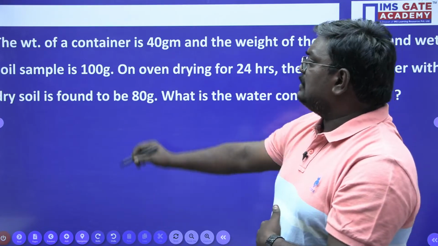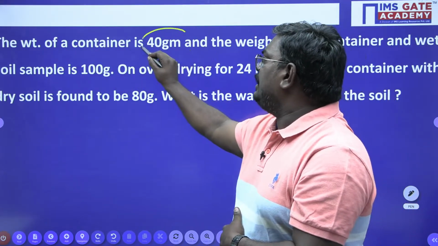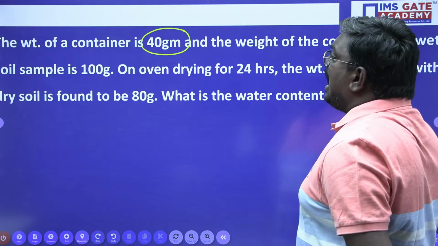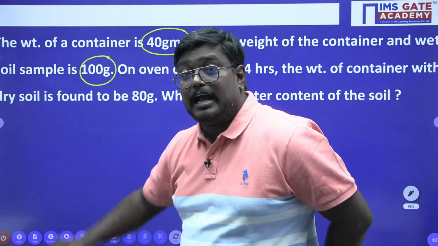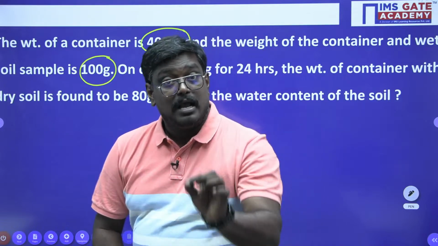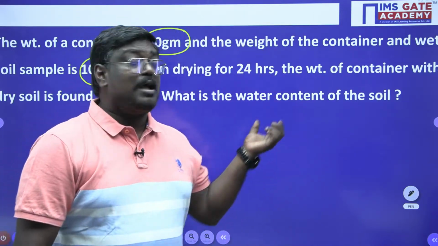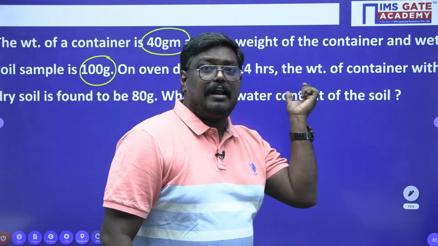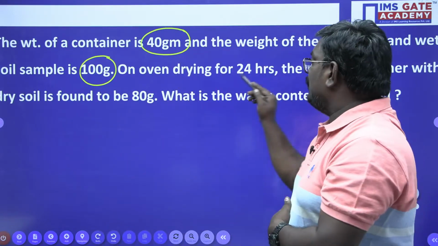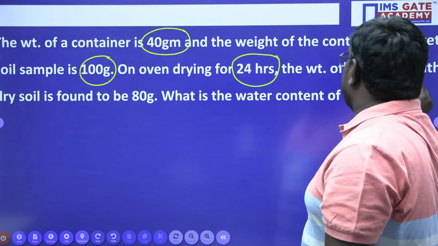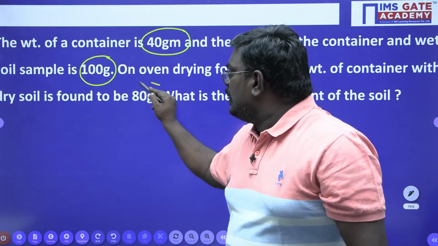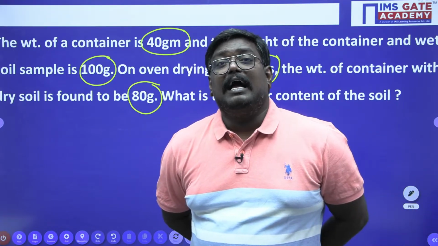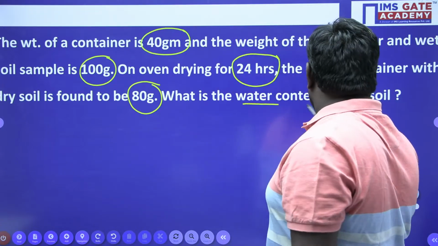The question here is, the weight of a container is 40 grams, and the weight of the container and wet soil is 100 grams. This you have to write very carefully. On oven drying for 24 hours, the weight of the container with dry soil is found to be 80 grams. So what is the water content of the soil?